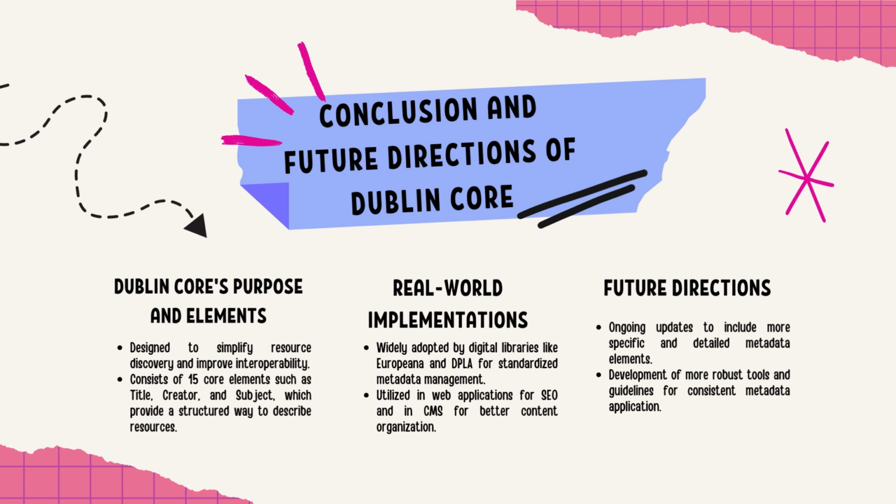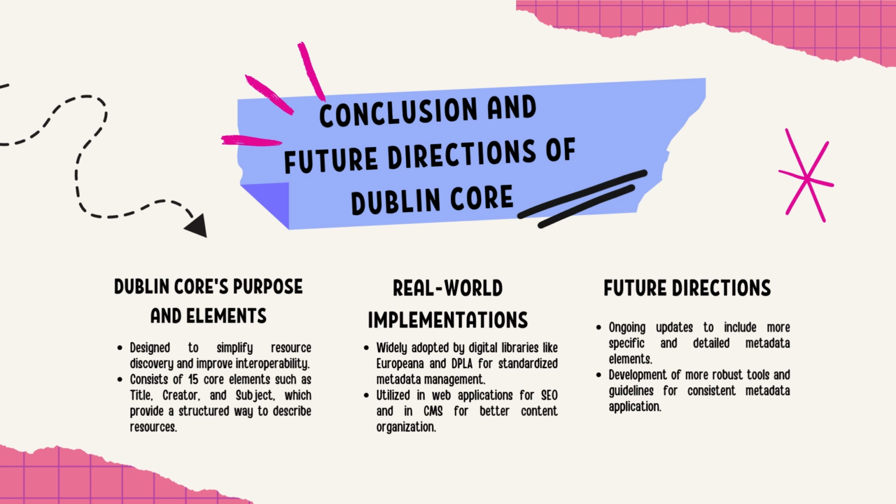So, in conclusion, let's recap the key points of our discussion on Dublin Core. Dublin Core was designed to simplify resource discovery and improve interoperability across various platforms. It consists of 15 core elements, such as title, creator, and subject, which provide a structured way to describe resources.